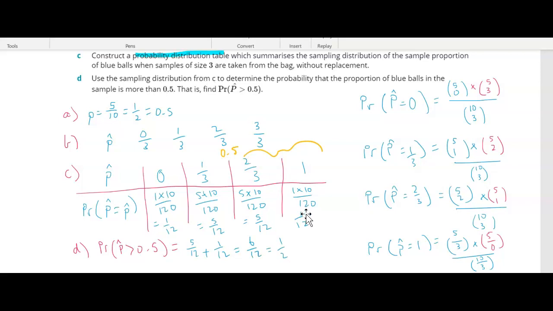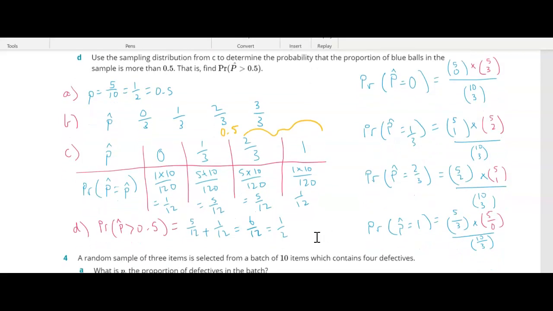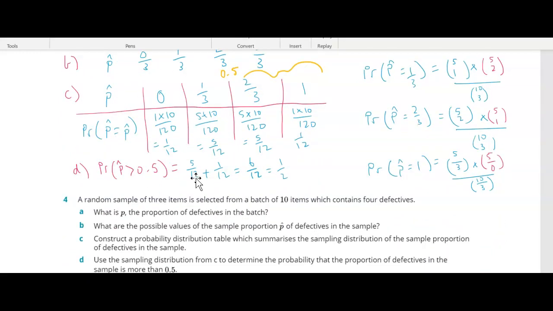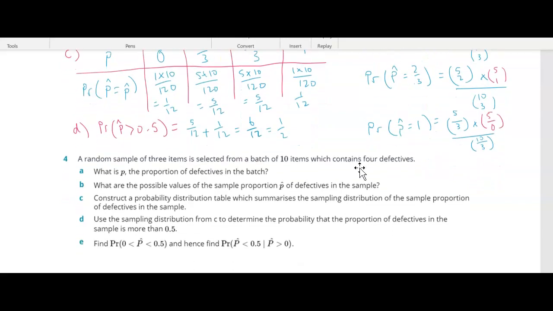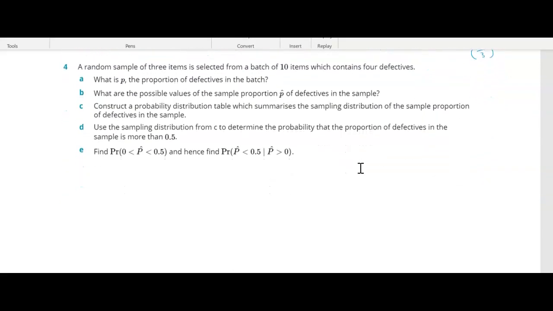So very similar to what we would do when we were working with discrete random variables and the distribution table. So just working out greater than 0.5. If you wanted less than, then it would be the other direction. So just finding out where 0.5 is on that table. All right, moving on to question 4.